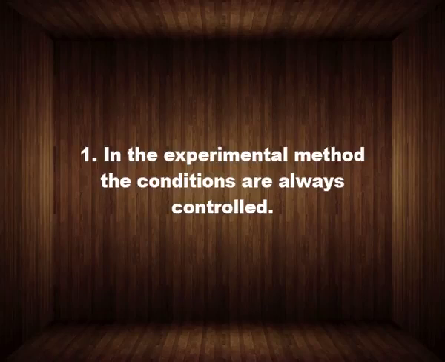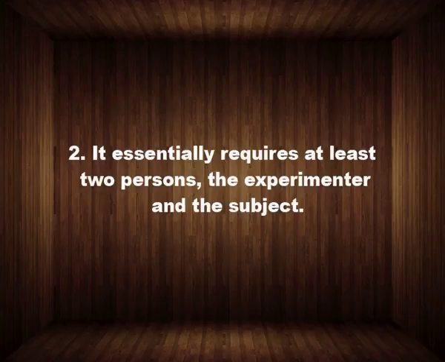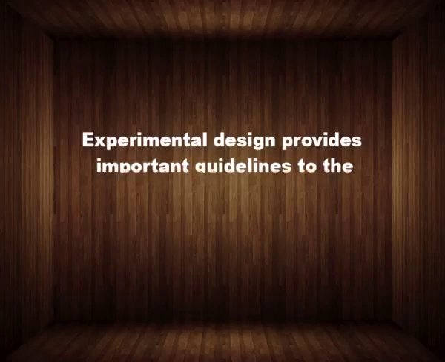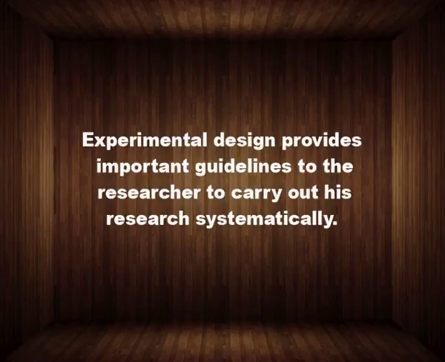The experimental method has certain characteristics. They are, number one, in the experimental method, the conditions are always controlled. Number two, it essentially requires at least two persons, the experimenter and the subject. Number three, usually the experimental method is applied on the persons in a random order. The experimental method uses a systematic procedure called experimental design. Experimental design provides important guidelines to the researcher to carry out his research systematically.